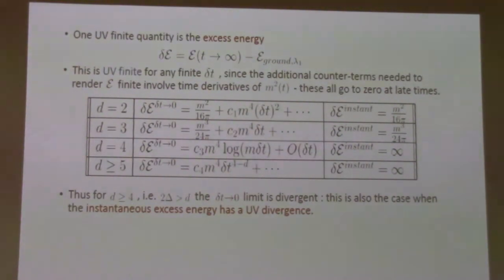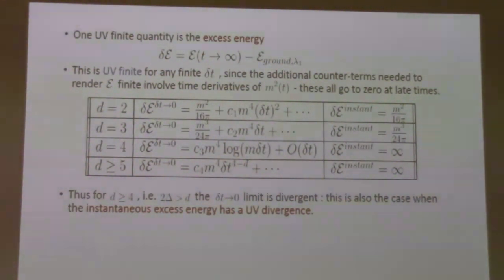Because you have done the subtraction, all the UV has been subtracted out, and you are left with a finite object. And these are results for this, for example, for the scalar field theory. The thing which you notice is that for low dimensions, this quantity has a smooth limit as delta t goes to zero. In fact, it approaches a finite number, which depends on the initial mass. And that finite number agrees with the result for an instantaneous quench. The subleading terms agree with the scaling relation which I just derived.